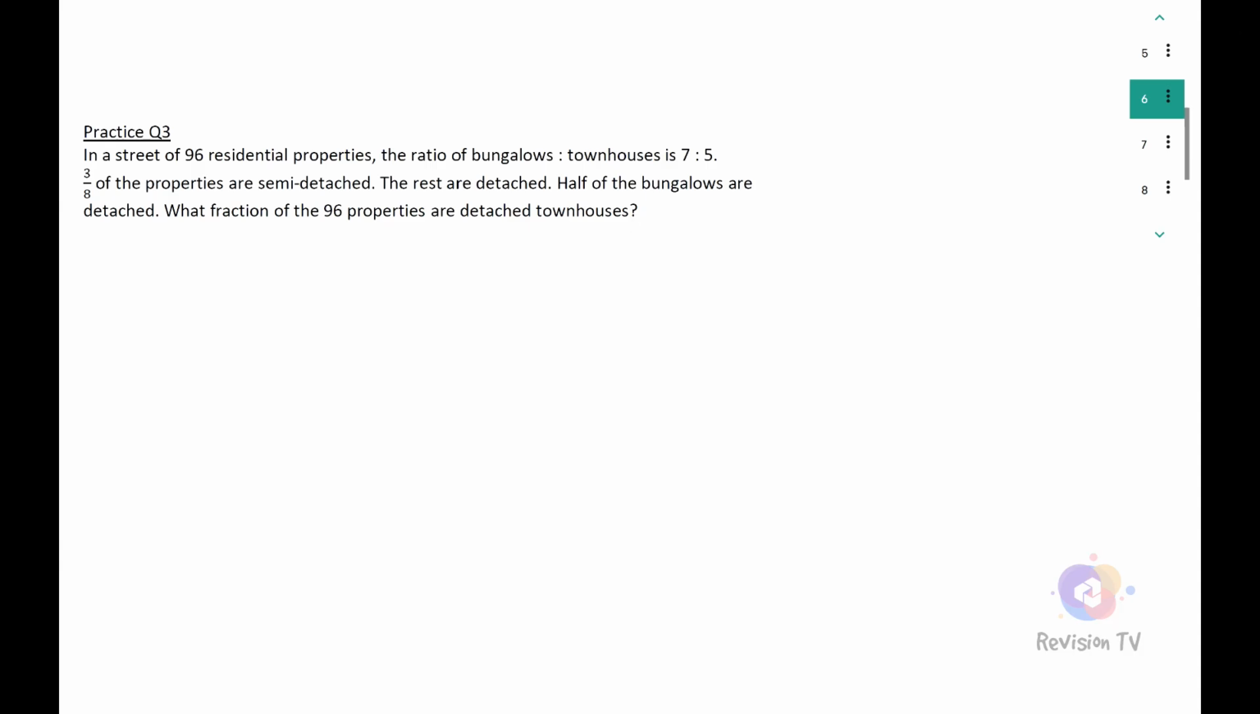In a street of 96 residential properties, the ratio of bungalows to townhouses is 7:5. 3/8 of the properties are semi-detached, the rest are detached. Half of the bungalows are detached. What fraction of the 96 properties are detached townhouses? Two categories again, so you want to use a two-way table to help you. First of all, put bungalows for B, townhouses for TH.